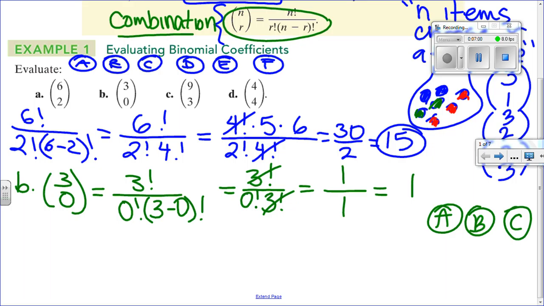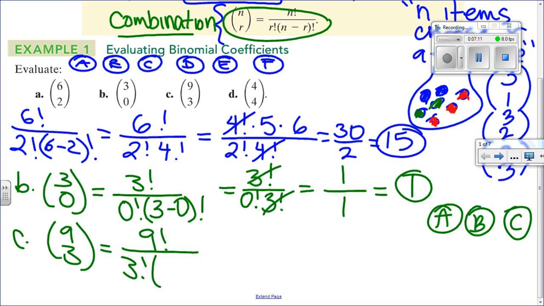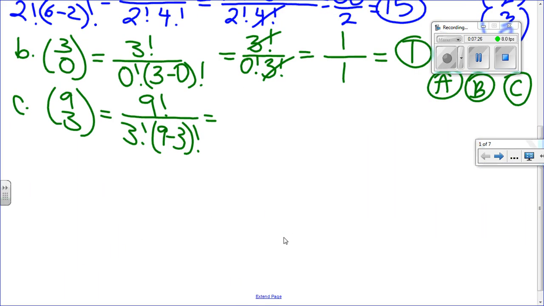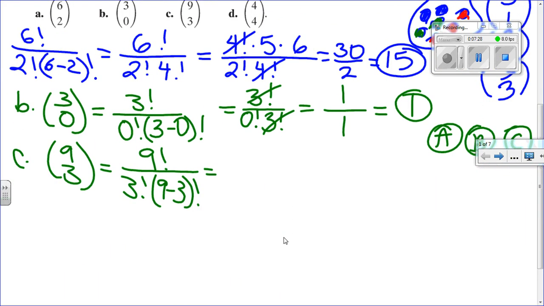So yes, that's correct. Now let's look at 9 choose 3. I want you guys to try that one on your own. And then just go ahead and try D.